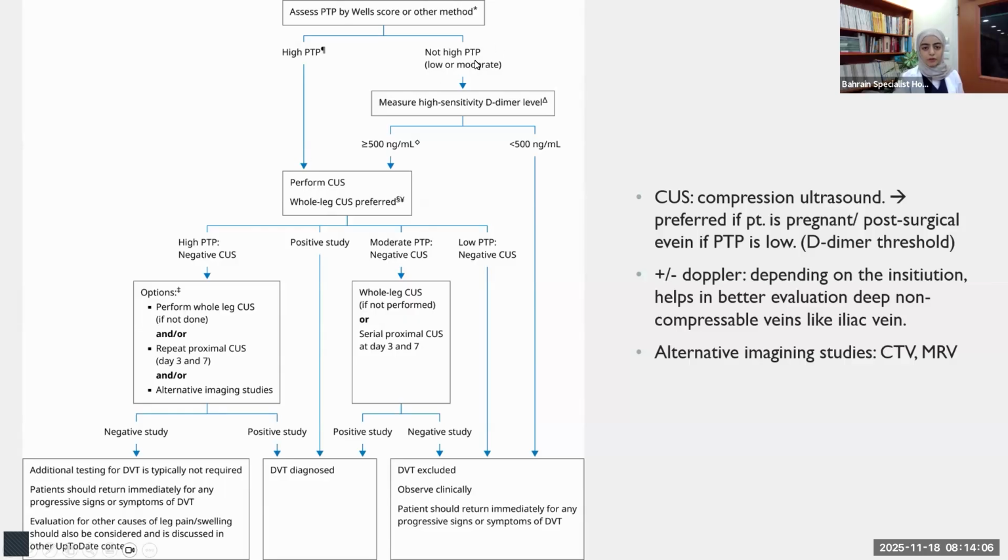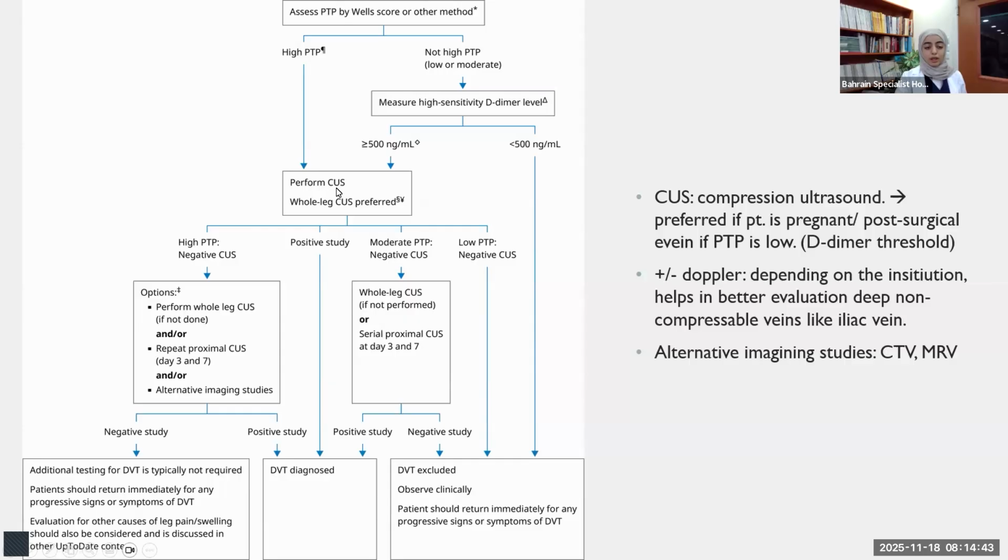If it is not high pretest probability, low or moderate, we go for the D-dimer. The D-dimer is not diagnostic for the DVT. We just use it to guide us to order the more confirmatory tests for the DVT. So according to the value or the result, if it is above 500 nanogram per milliliter, you will go ahead and perform the ultrasound. If it is less than 500, then the DVT is excluded and you can observe clinically.